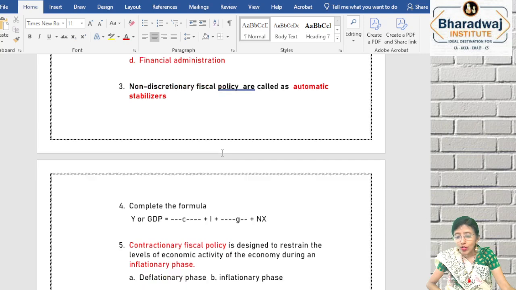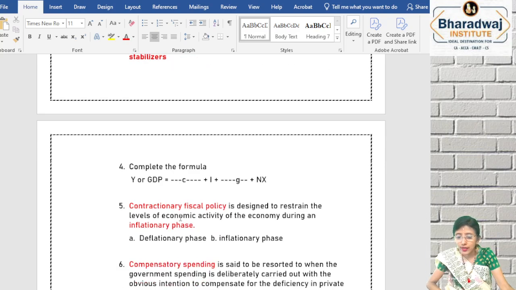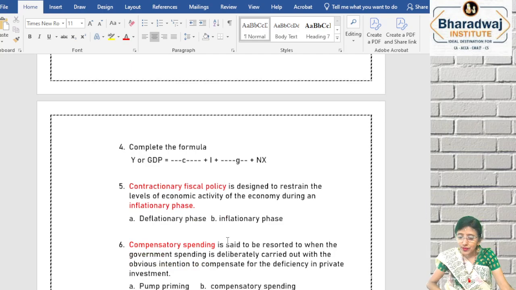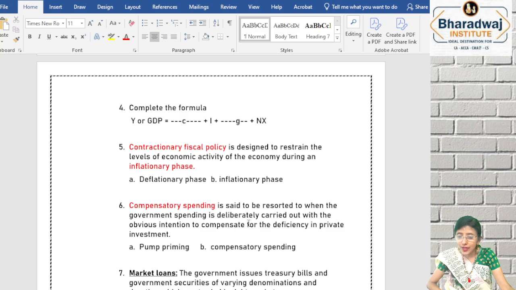Fourth one, complete the formula. C plus I plus G plus NX or X minus M. Were you able to write C and G? C is consumption expenditure, I investment expenditure, G government expenditure, plus exports minus imports, net exports, isn't it? Contractionary fiscal policy when? During inflationary phase. Compensatory spending. Were you able to choose that?